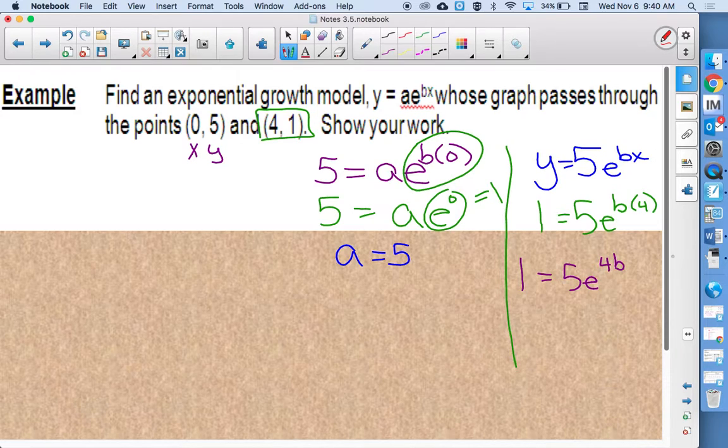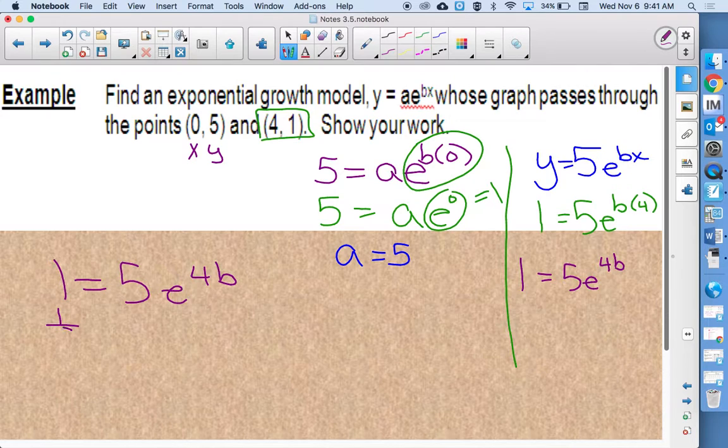All right, over here. So I have 1 equals 5e to the 4b. Our goal is to find b. Hannah, what do you think you do first to find b? How would we try and get the exponent by itself? So thinking of equations, what would you do first? Dylan? Divide by 5. Yeah, let's get the 5 out of the problem.